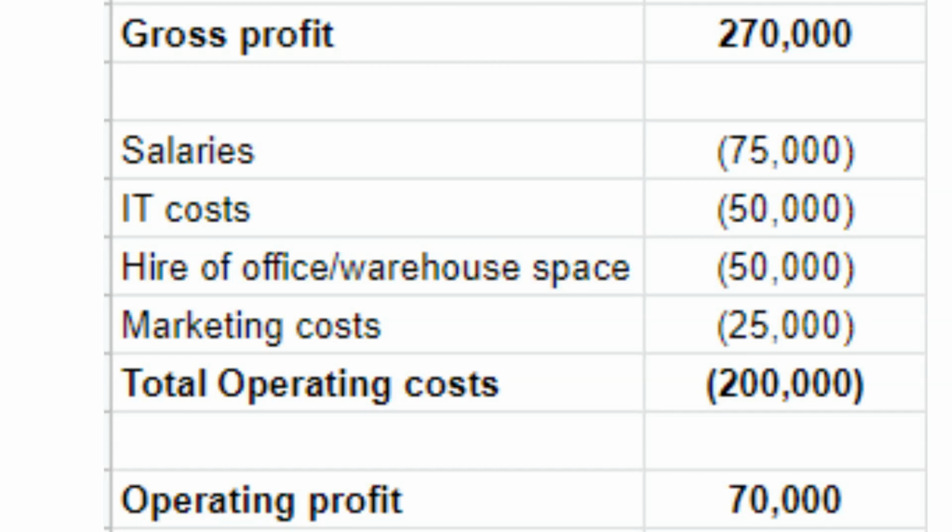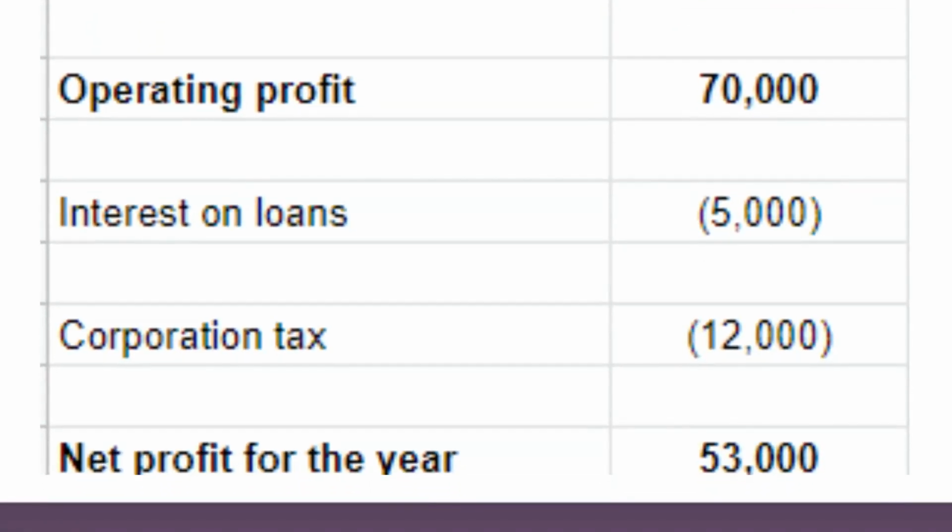Once we have this figure, we can work out our operating profit by deducting the operating costs that we've just added up to £200,000 from the gross profit of £270,000. And this gives us an operating profit of £70,000.